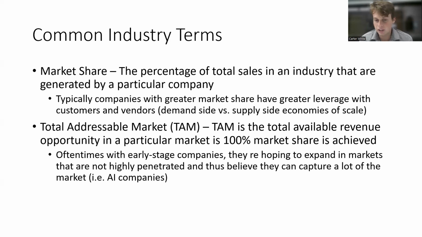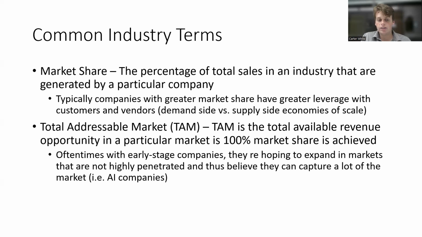And then supply side economies of scale is basically being so big within an industry that you have leverage over your vendors or suppliers. So for instance, Walmart has a lot of leverage over the suppliers. They can negotiate really favorable terms versus the owner of one grocery store. They're so small, they're not going to be able to negotiate terms as good as Walmart might be able to.